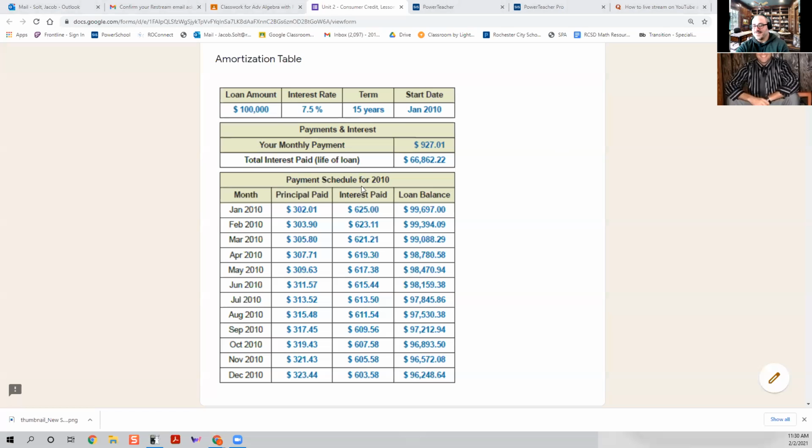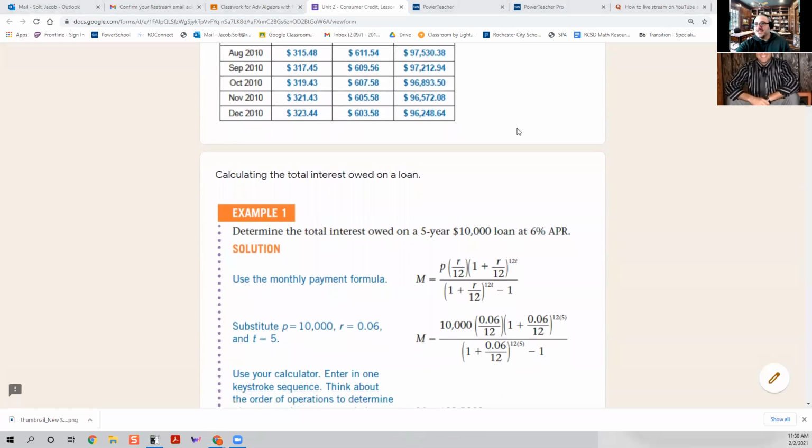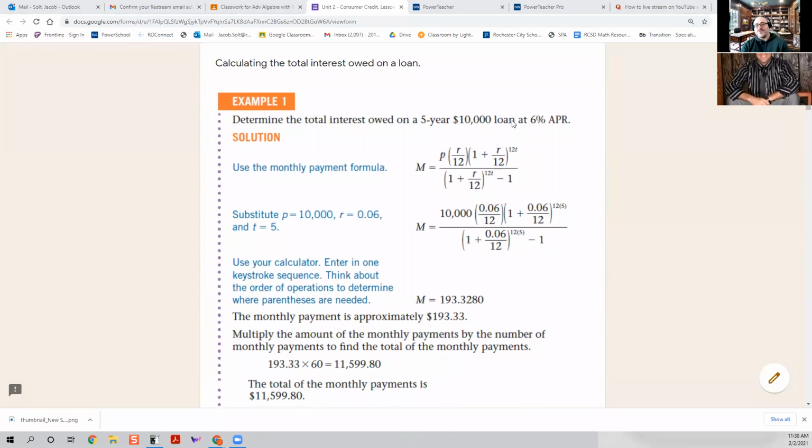Okay. All right. So the first example, actually, this is going to be pretty comfortable for you because we've already kind of been doing this, right? Example one is how to determine the total interest on a 5-year, $10,000 loan at 6% APR. Well, fortunately, we've already been asking you about what the total finance charges are. So this is kind of like review.